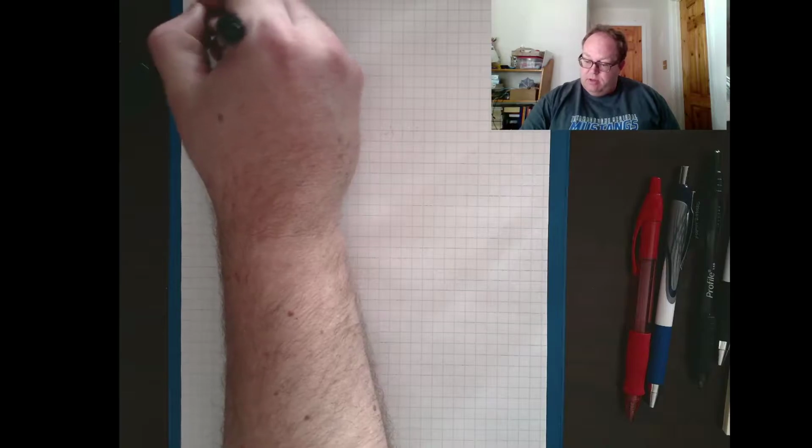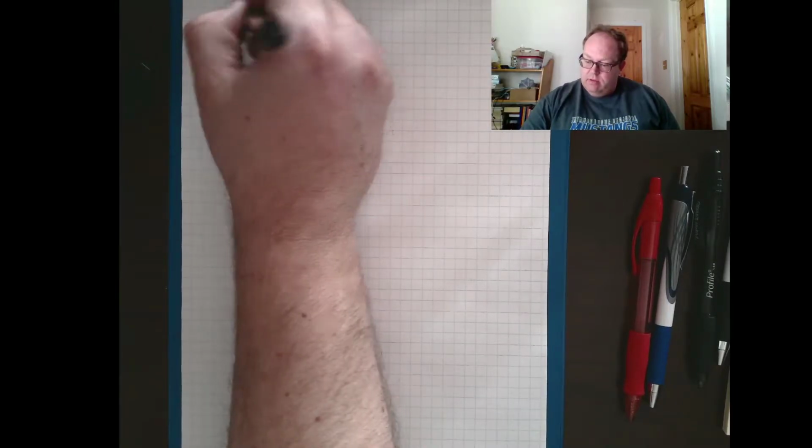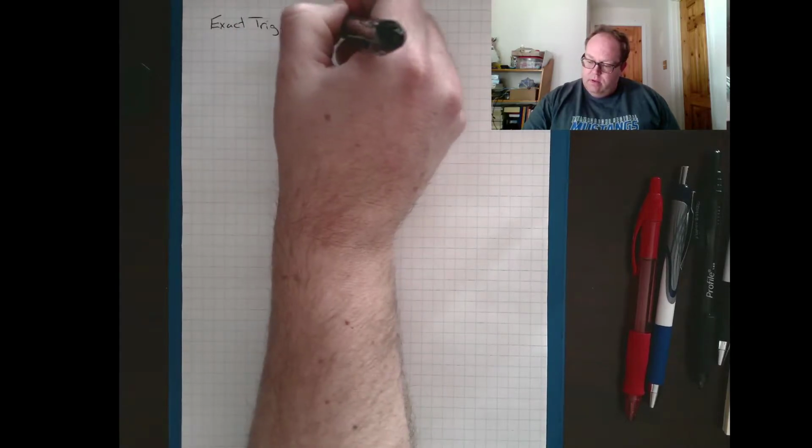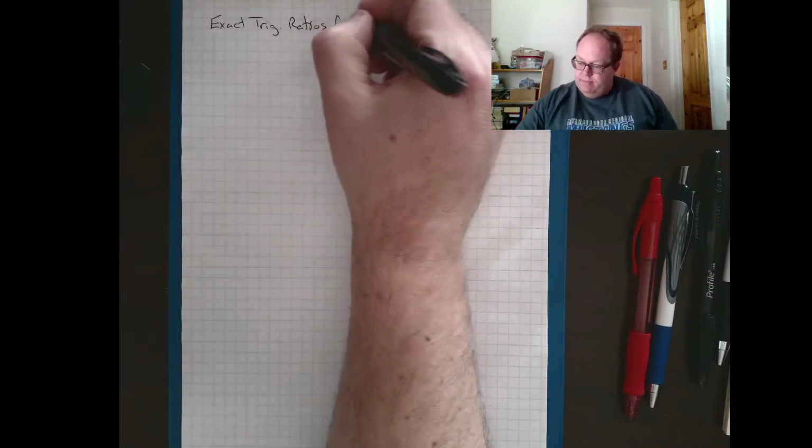Alright, in this session we're going to talk about exact trigonometric ratios for any angle. This is section 2.2 for those of you following along in your textbook. So, exact trig ratios for any angle.